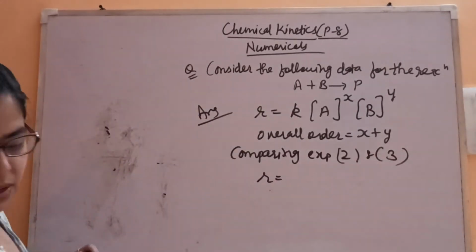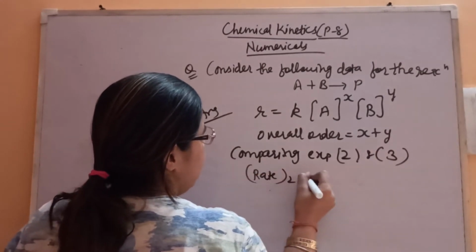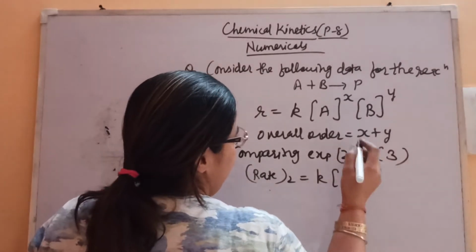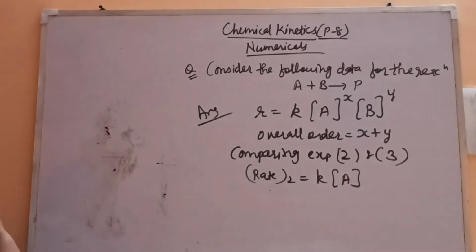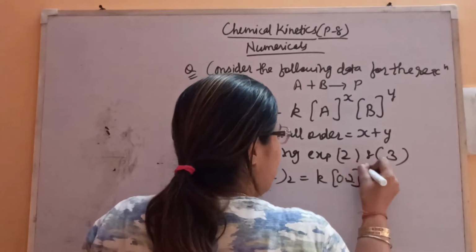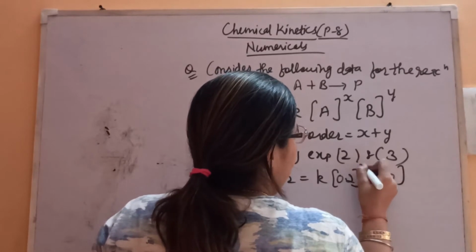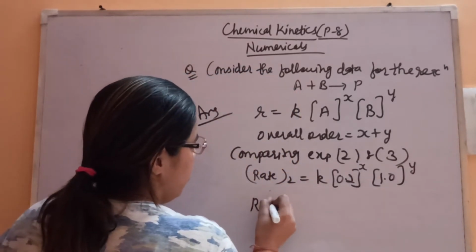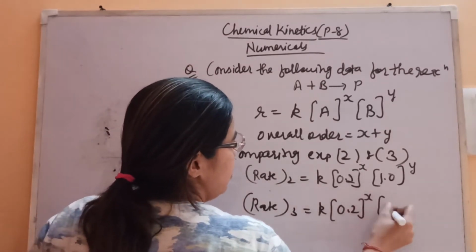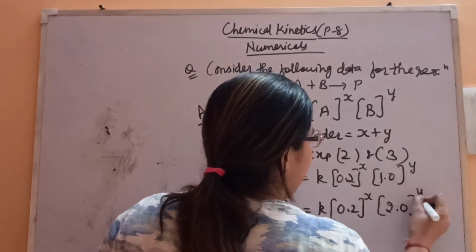Let's say this is rate 2 is equal to K A to the power X, B to the power Y. It's better to just directly substitute. What is the concentration of A in the second experiment? It's 0.2, to the power X. Then B is 1.0, to the power Y. Then rate 3 is equal to K, 0.2 to the power X, this is the same. B is different, it's 2.0, to the power Y.